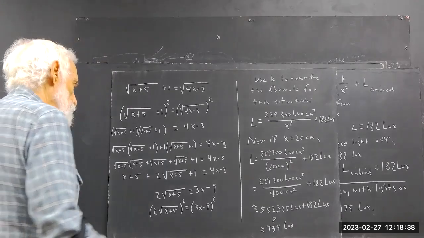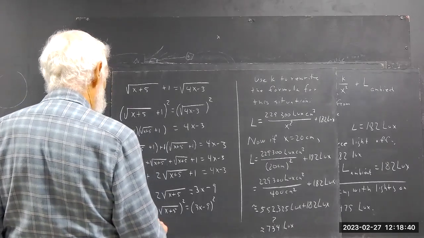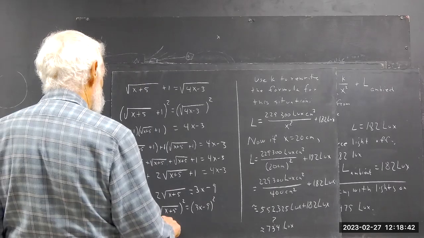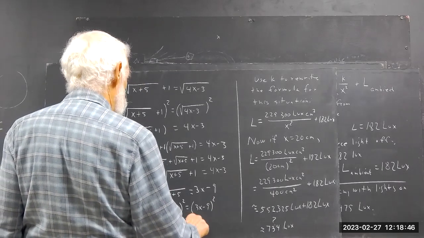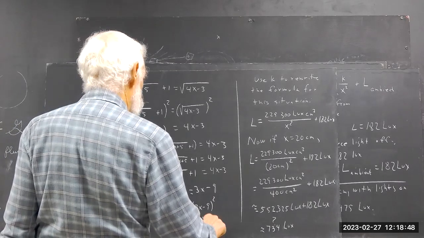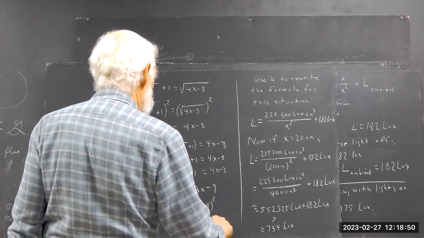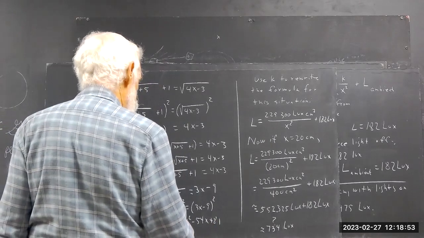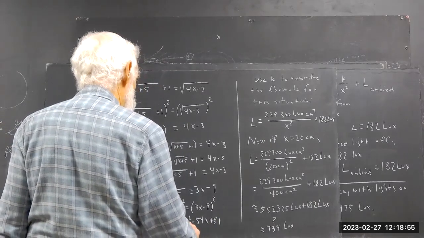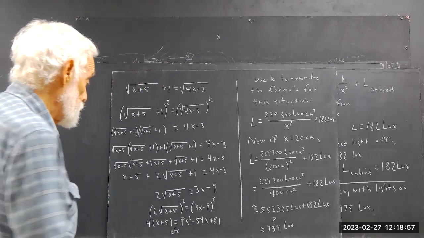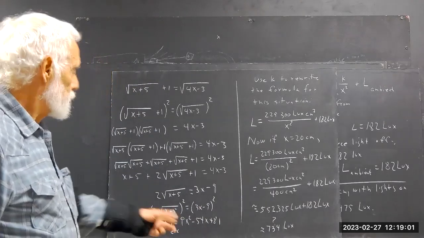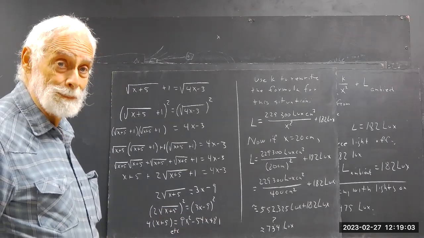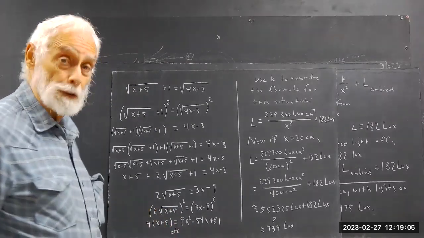And without writing out all the details now, we're going to get 4 times x plus 5 equals 9x squared minus 54x plus 81. Then I'll just say, etc. Etc. being, we recognize this as a quadratic equation and solve it accordingly.